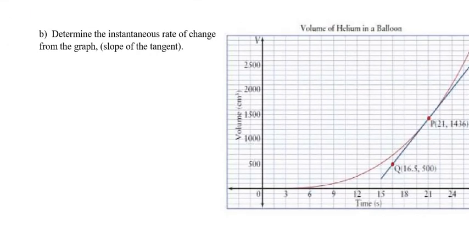I have the graph of the volume of the helium in the balloon. It's the same data points, just graphed. And I have our tangent line here. And normally we're not going to have these 2 points, but just because we're still trying to figure things out, I've added this point Q. So we have point P, that's the one that's right on the curve, and we have point Q. And what we're going to do is we're going to take those 2 points and we're just going to calculate the slope of the tangent.